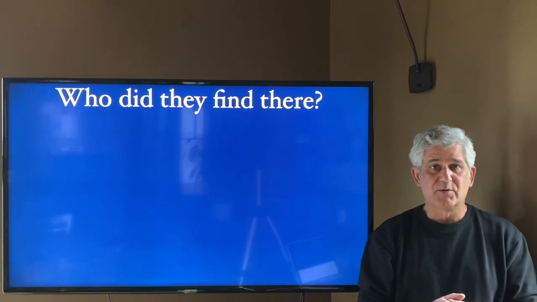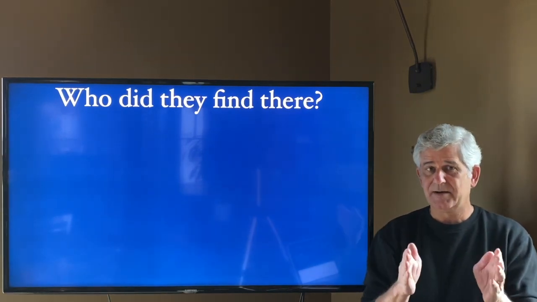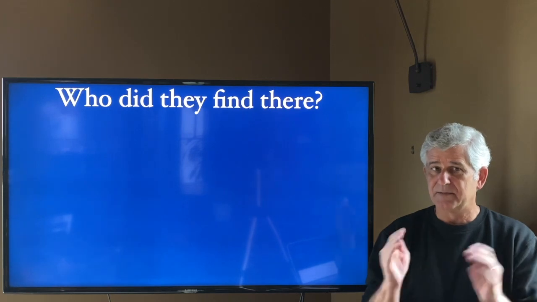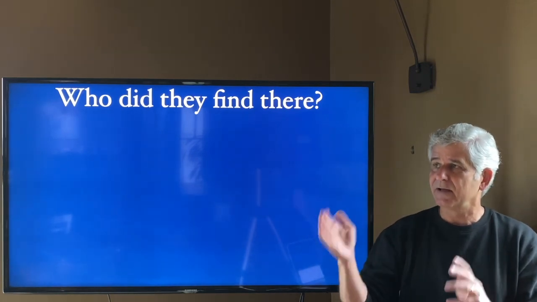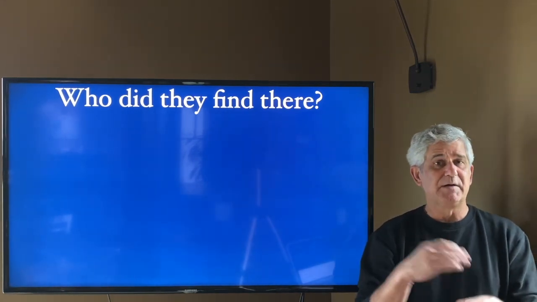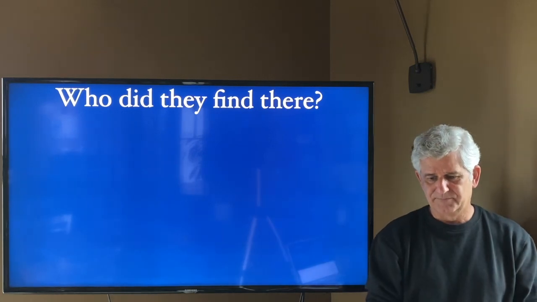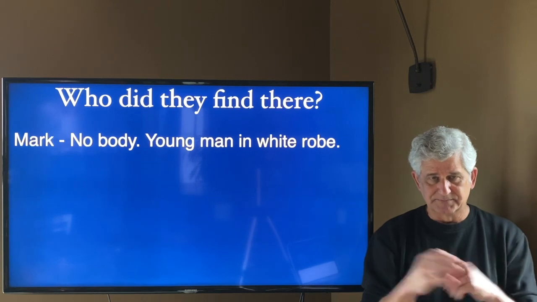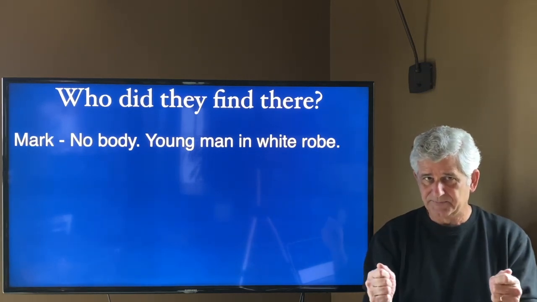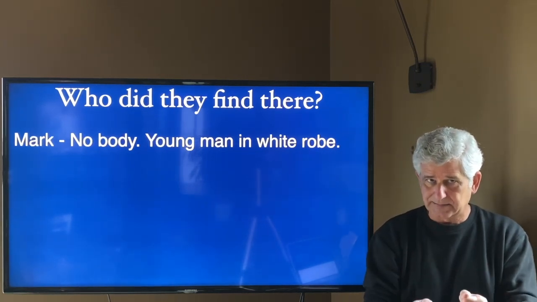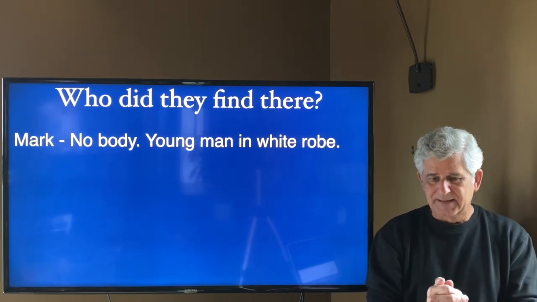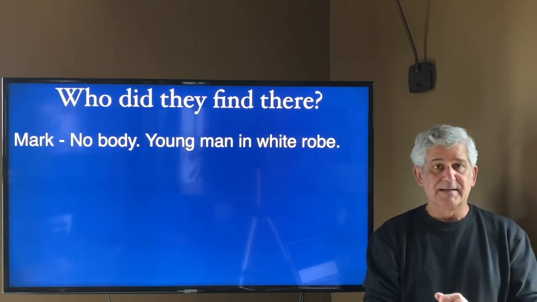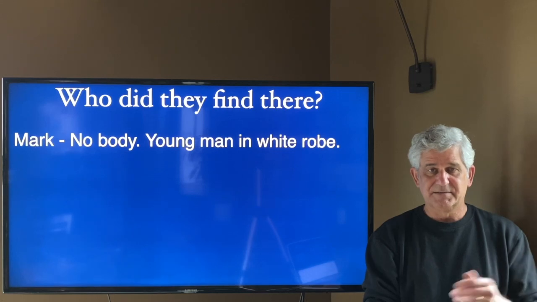You might also ask, when they get there, whether it's Mary and the other Mary, or Mary and Mary, or Mary and Joanna and Salome and all these other women, when Peter and John get there, what do they find? Well, in Mark's gospel, there's no body in there. They look and there's no body. They come to anoint a dead body. So, no body, but there is a young man in a white robe, as he's described.